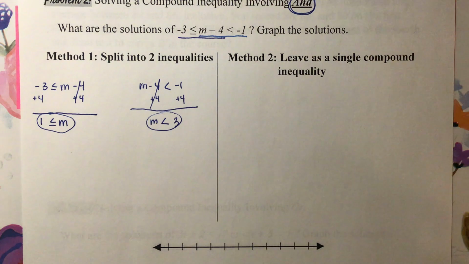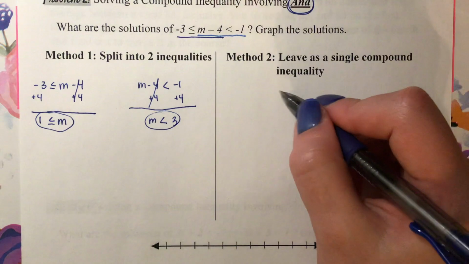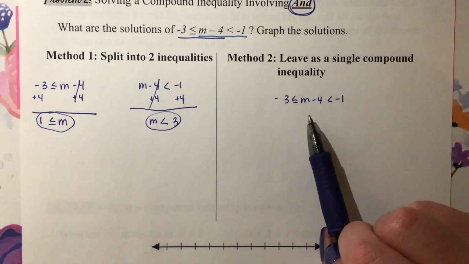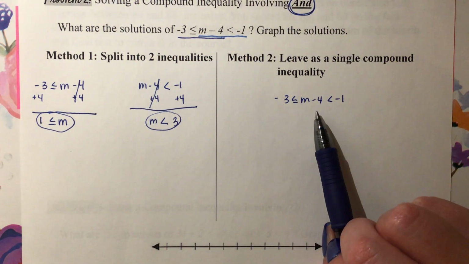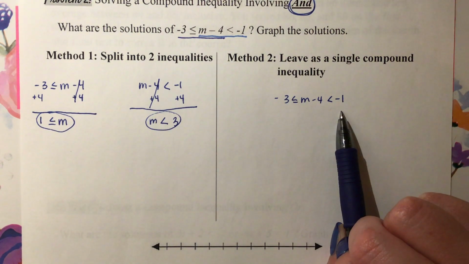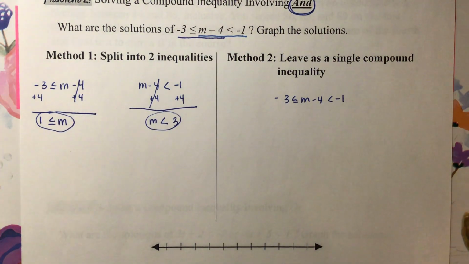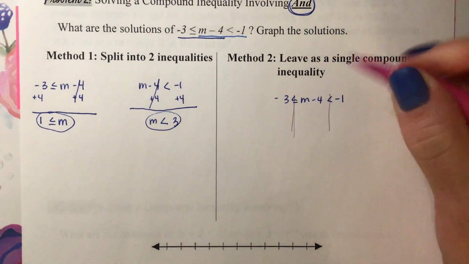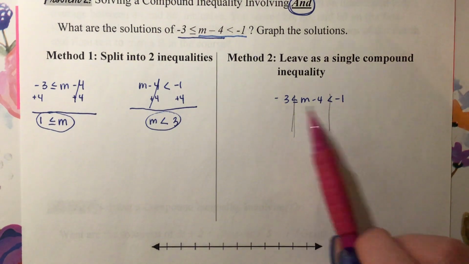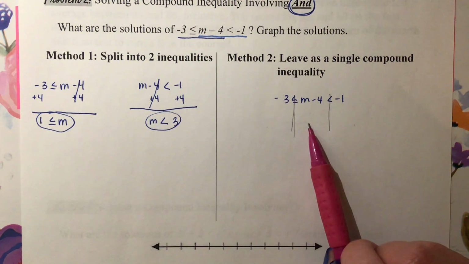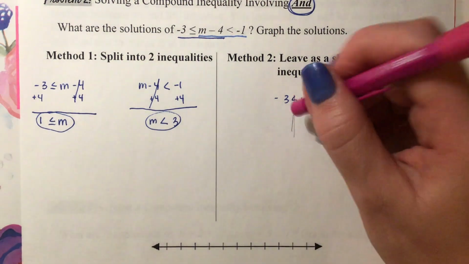If you don't want to rewrite your work, you can leave and problems as one single inequality or one single written problem. So let's rewrite it. I have negative 3 is less than or equal to m minus 4, which is less than negative 1. Just like in equations, when we add one thing to one side, we have to add the same thing to the other. Well, here, because I have two sections of inequalities, I can draw my line down them. So now, whatever I do to the middle, I must also do to the right and to the left. Whatever I do to the left, I must also do to the middle and the right. So I'm doing the same thing to all three sections, just like I would if it were only two.